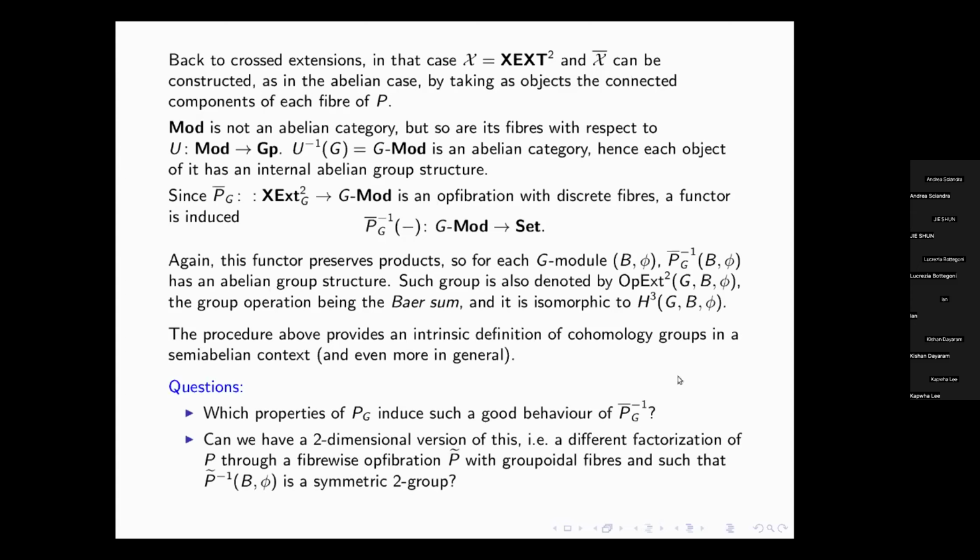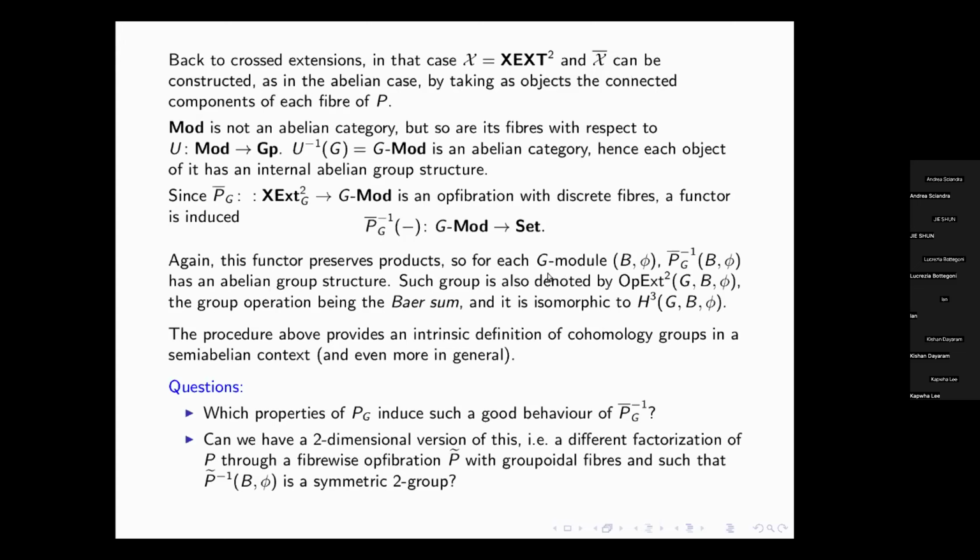So now there are questions that arise. With the notion of fiberwise opfibration, we handled the problem of the break of symmetry, but there is also a question about the group structure. We wanted to understand which properties of the restriction P_G induce such a good behavior on this P bar G minus 1. Why does this functor preserve products? What's the intrinsic property that gives this? And the second question was, can we have a two-dimensional version of this?